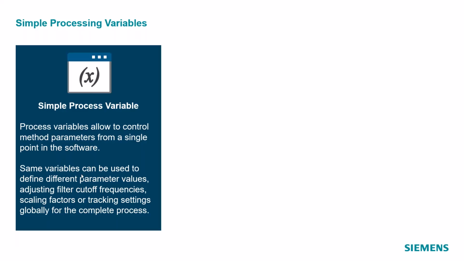An example of some of the things we could do is create a variable to control the frequency resolution of different channels. We could create a variable to control the tracking parameters for color maps, the minimum RPM, the maximum RPM, and the increment. We can adjust filter cutoff frequencies and scale factors, and we can also use these variables in the calculate method. So if you wanted to perform some math on a channel using a variable, that is something we are now able to do in Test Lab.